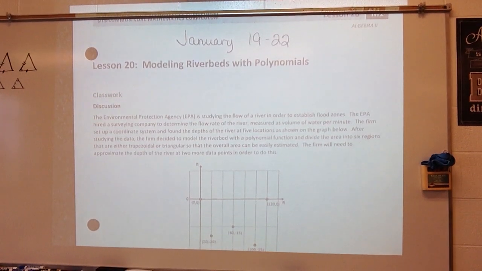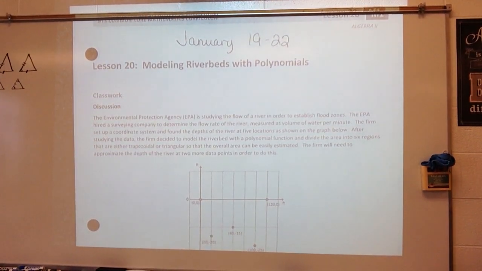Alright, January 19th through the 22nd. We're looking at lesson 20, modeling riverbeds with polynomials. Our goal is to learn how to fit polynomial functions to data values.